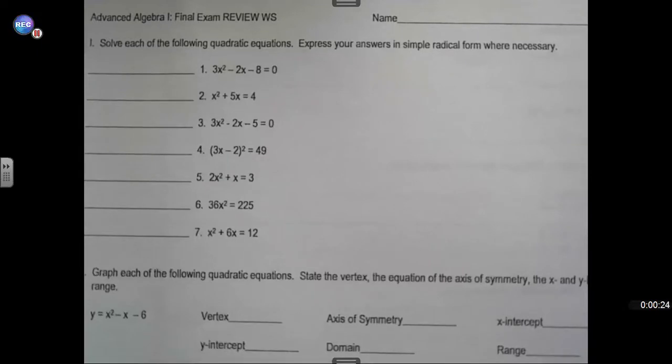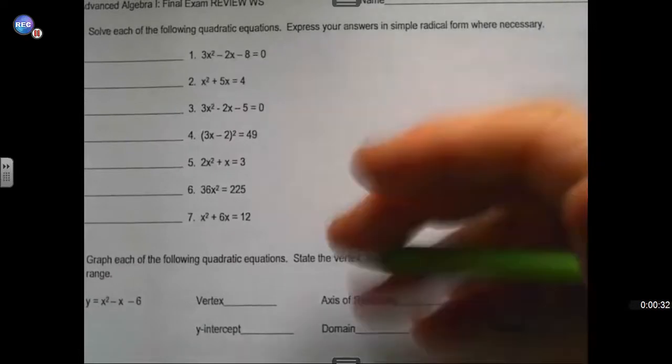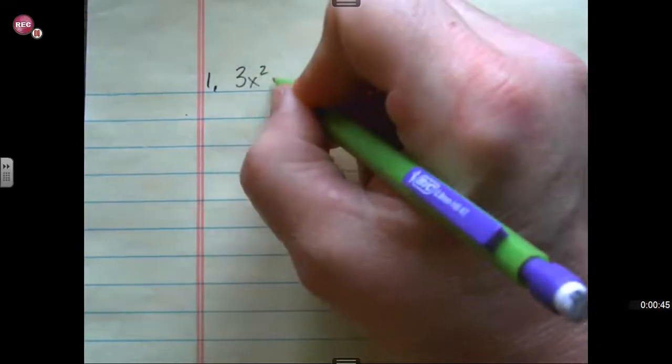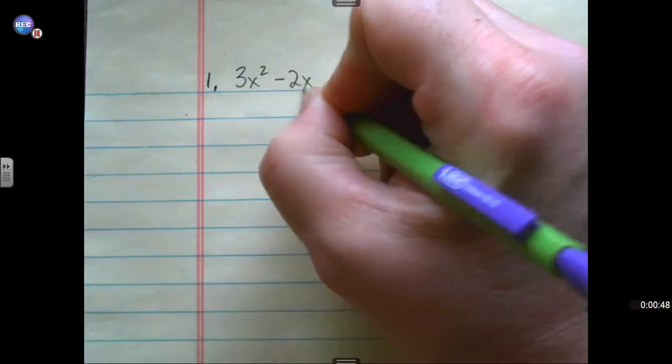All right, this is a review for the second semester final exam. And we start off with solving quadratic equations, which has been a big part of this semester. So the first one, you may use 3x squared minus 2x minus 8 equals 0. You may use whatever method you prefer. You can factor, you can complete the square, you can use the quadratic formula, whichever you prefer.